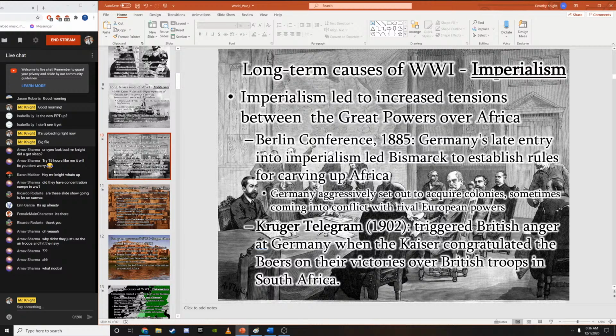Now, in case you're wondering, what the heck, I thought that the Boers lost to the British. They did, okay? The Kruger Telegram was deliberately designed to just anger Britain for congratulating the Boers on a victory that the British had actually won over the Boers. And so it's a thing that's just deliberate.